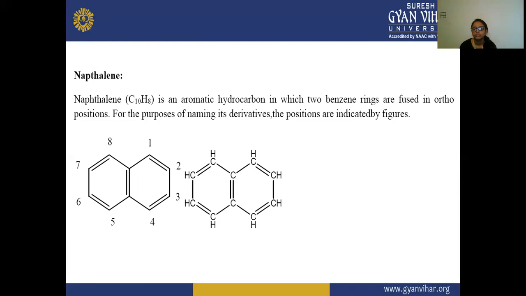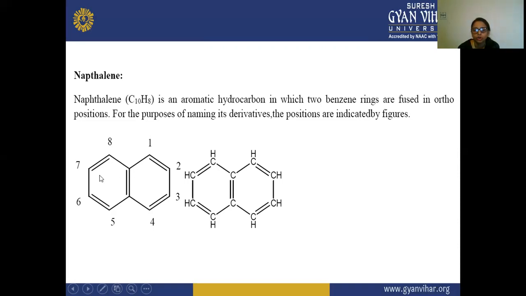So here you can see that this is having carbon 10 and hydrogen 8, and this is an aromatic hydrocarbon, and in this two benzene rings are fused in your ortho position, and for the purpose of naming derivatives the positions are indicated by figures. So here you can see this is your naphthalene structure, and here you will count 1, 2, 3, 4, 5, 6, 7, 8, 9, 10. So carbons are 10, and two benzene rings are fused in an ortho position. This is your ortho, and this is meta.